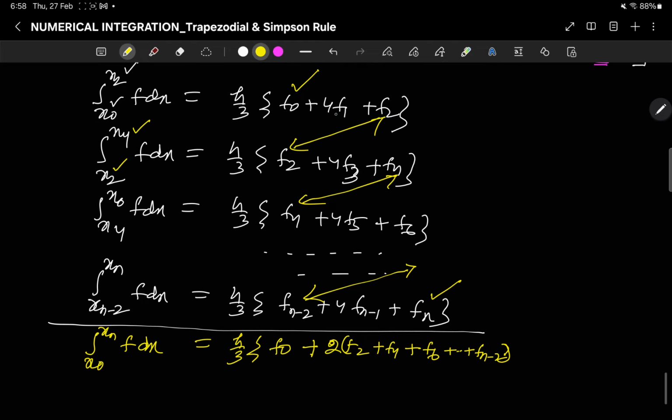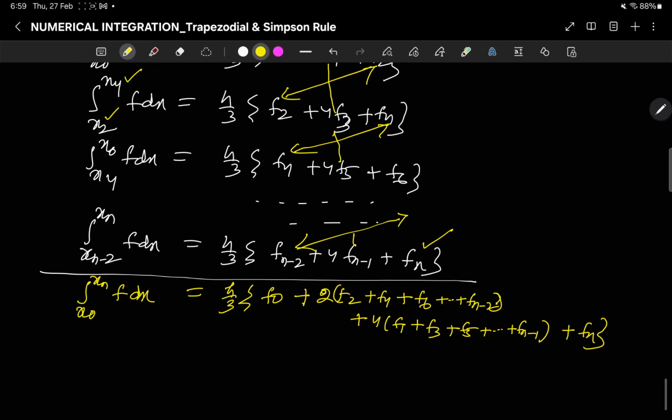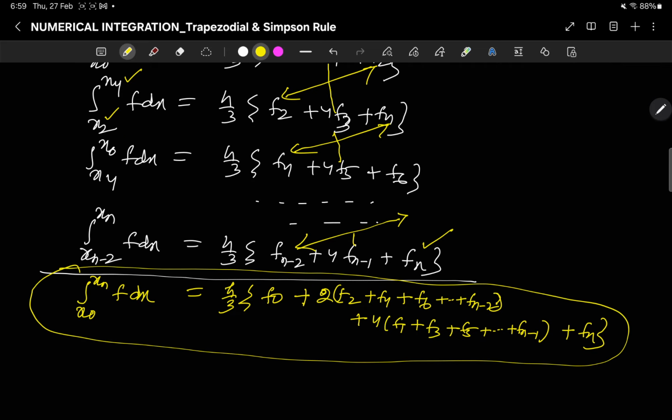Then here 4 times f1, f3, f5, up to fn minus 1, plus 4 times f1 plus f3 plus f5 plus up to here fn minus 1, and the last one is the single fn. So this is the necessary formula for Simpson's generalized 1/3 rule. Here note that n must be even.